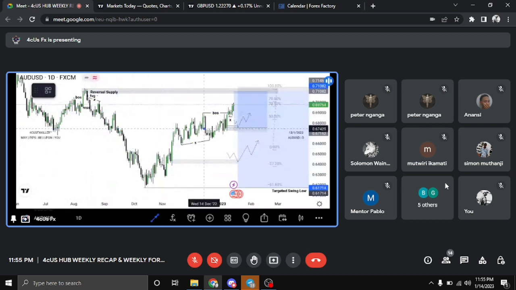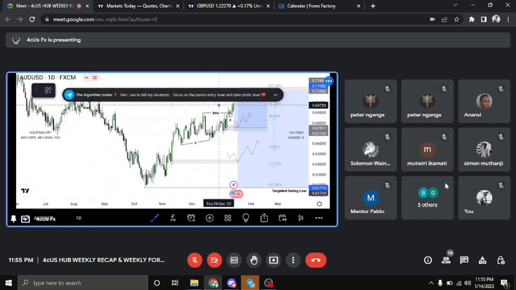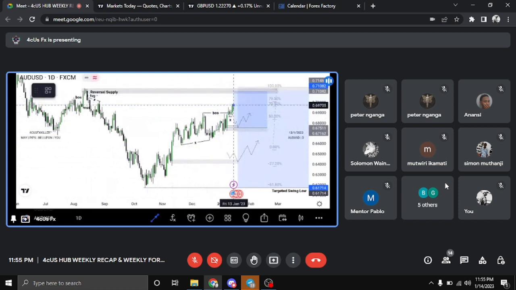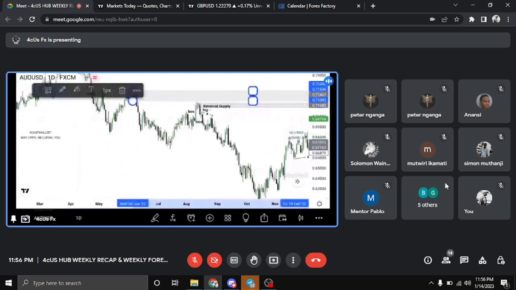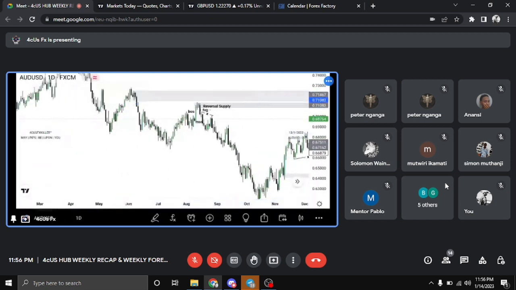Kisha price imeanza ku pull back and inaelekea that level. So in case price may choose to rally mpaka kwa hii reversal kisha ishuke ama it may pull back. Now the reason mimi nimechoose hii reversal supply and nikaachana na hii, it's because hii supply haikuvunja any structure. Tunaona hii low haikuwa taken out by this supply.